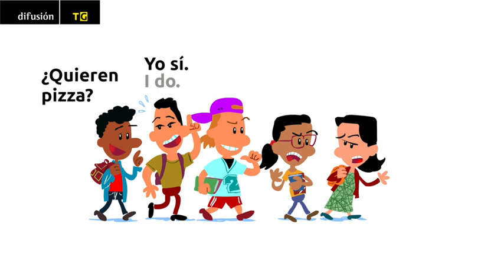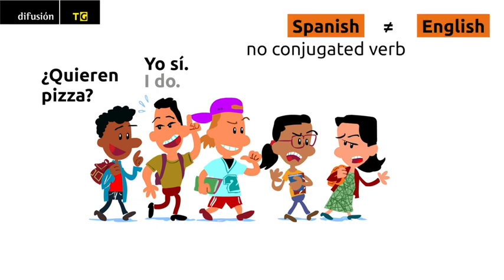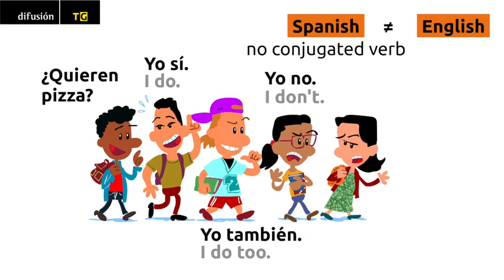Yo sí. Note that in these kinds of responses, there is no need for a conjugated verb, unlike English. To second an affirmative reaction that someone expressed previously, we say también, meaning, I do too. Yo también. On the other hand, to respond in the negative to something being proposed, we use the word no, meaning, I don't. Yo no.